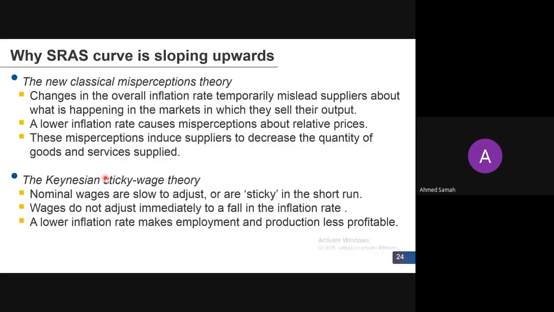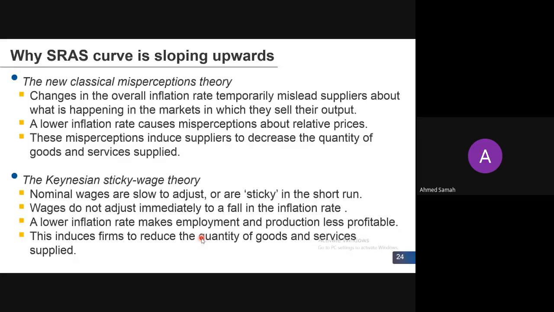Because what happens is, even though there is a fall in the price level in the short run, wages might not fall that much. So it will be more costly for businesses to produce at this level, because the prices they are having to charge consumers are low, but they are having to pay a higher wage rate. So it is less profitable for producers to produce because of this sticky wage theory. This induces firms to reduce the quantity of goods and services they supply.